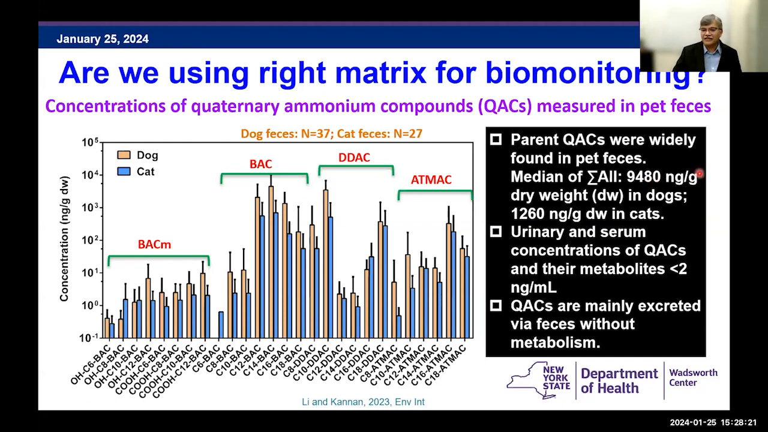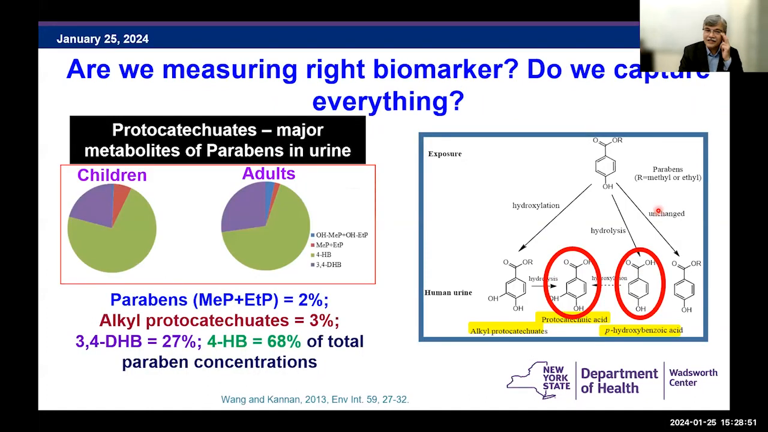9,480 nanogram per gram, 9 microgram per gram, right? Of these quaternary ammonium compounds, many different types, they are in feces. So if we are not using the right matrix, you will be missing the exposure. That's what's happening in many of the biomonitoring studies. We are always busy, preoccupied. We do sometimes what our colleagues tell us to do. But if you do a little bit more, there are a lot of opportunities for research.